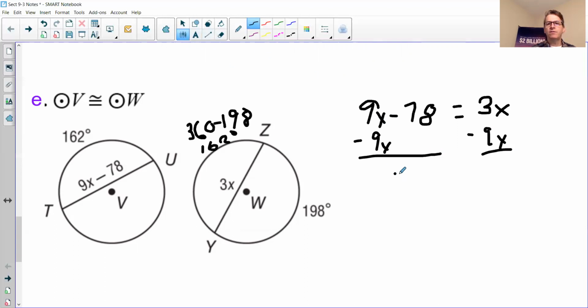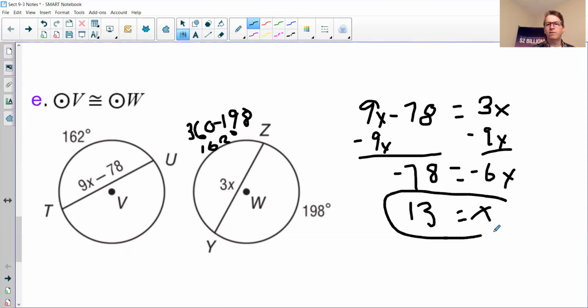We'd end up with negative 78 is equal to negative 6x. By dividing by negative 6 on both sides, you're going to get x is equal to 13. So x is positive 13 for letter E, positive 13.